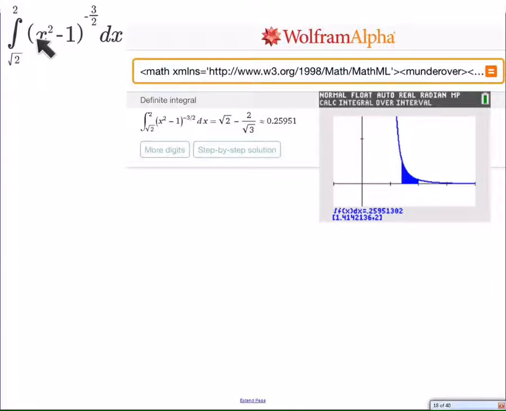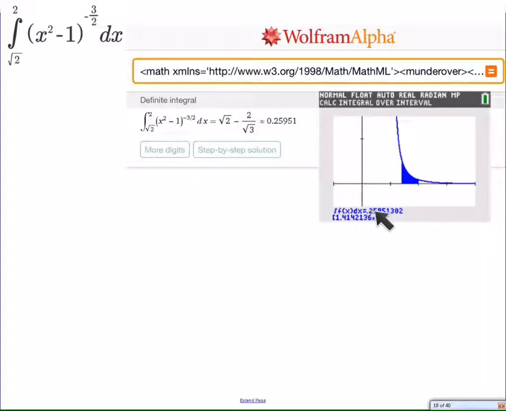So for starters, if I had this problem where I had to find a definite integral from square root of 2 to 2 of this function, I would certainly go straight to technology. Wolfram will do that for us and give us an exact result and a decimal approximation, and it'll even show us step-by-step how to do it. The TI graphing calculator will give us at least the value of the definite integral in decimal form, which is nice.